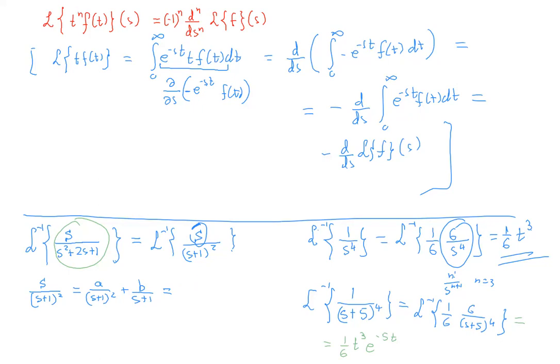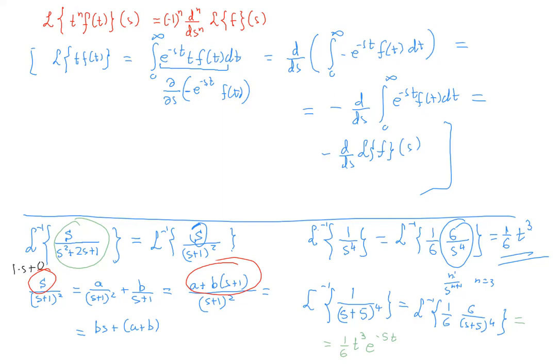This is A actually, plus B times S plus one over S plus one squared. And now the main idea here is that this should be equal to that. And so what you do is you rearrange the terms. So you write BS plus A plus B. Now the way you think about this is that S is the same thing as one times S plus zero.